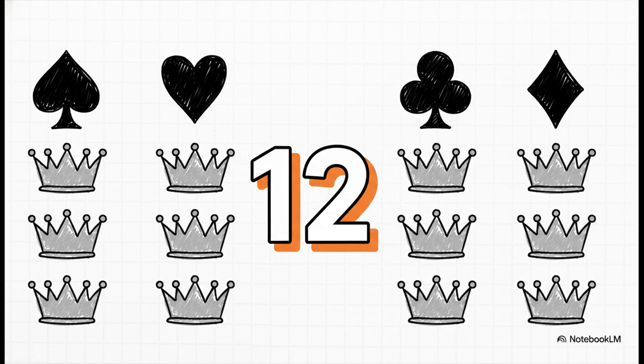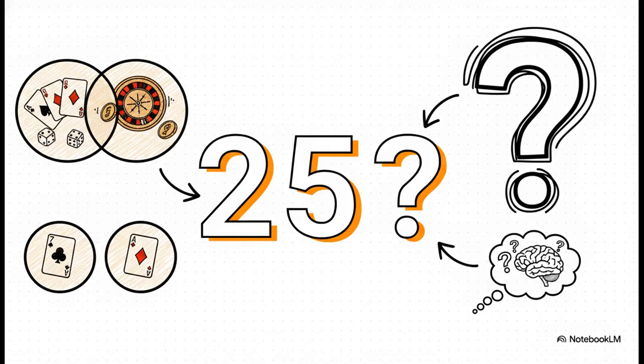Okay, next up, the face cards. You've got a jack, a queen, and a king in each of the 4 suits. So that's a grand total of 12 face cards. It feels like we should just add them up, right? So let's do the math. 13 plus 12 gets us to 25. That would mean the probability is 25 out of 52.